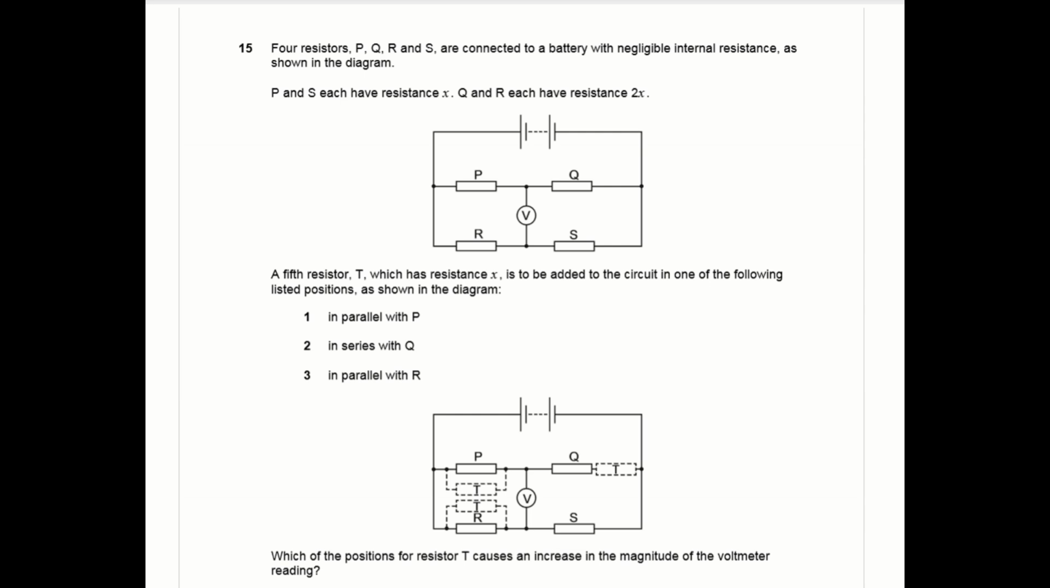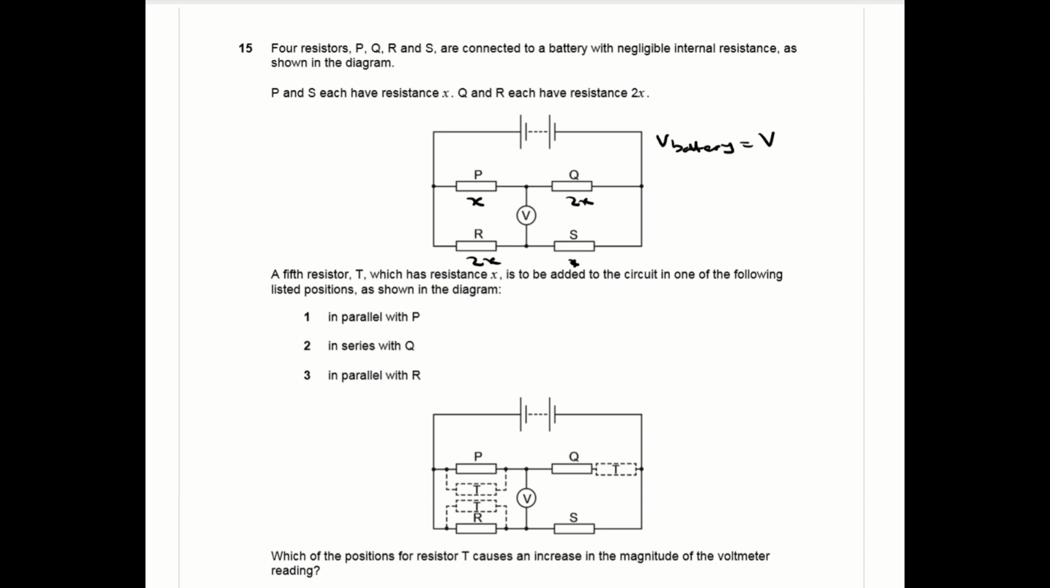So for this question, you basically want to apply the potential divider equation to all three cases. So you know initially that the voltage across the battery you can write as V. So the current voltmeter reading is 2V over 3 minus V over 3, which gives you V over 3. You're applying the potential divider equation to both the top branch and the bottom branch.